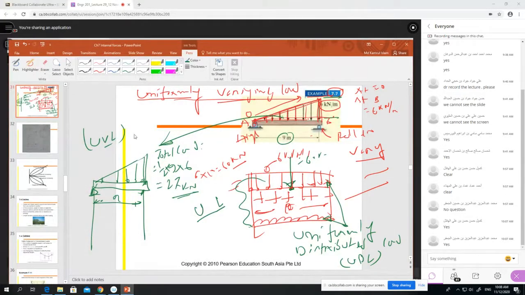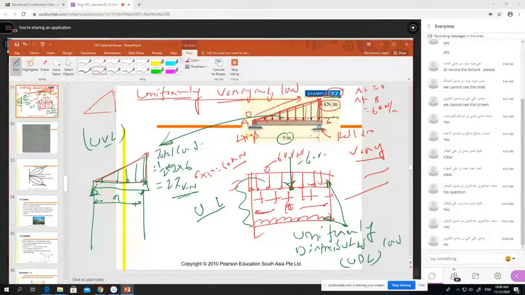Look, the force will work at the center of the triangle. Previously, I don't know whether we taught you or not. I cannot remember. Did we teach you the center of the triangle? Where is the center of the triangle? Please talk to me. Maybe no, right? Maybe I will show you now. I will teach you now. The center of the triangle will be here.